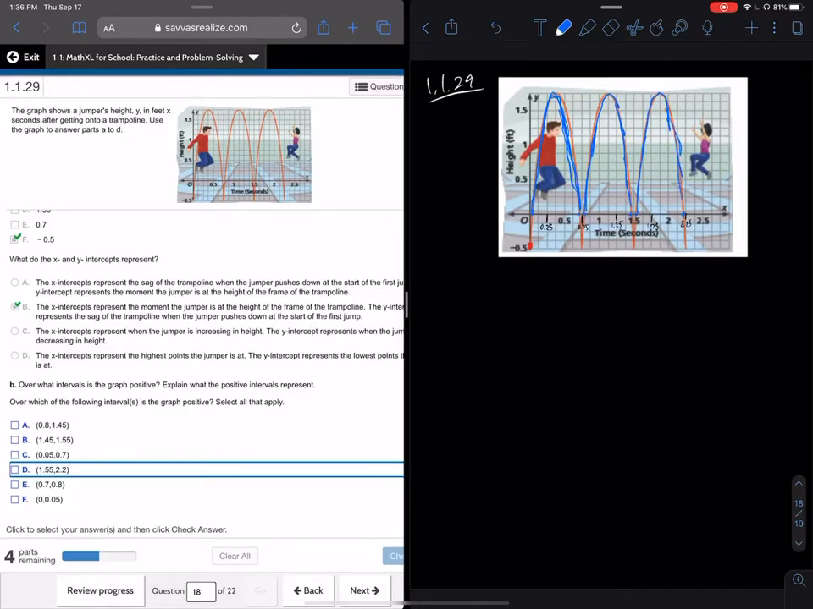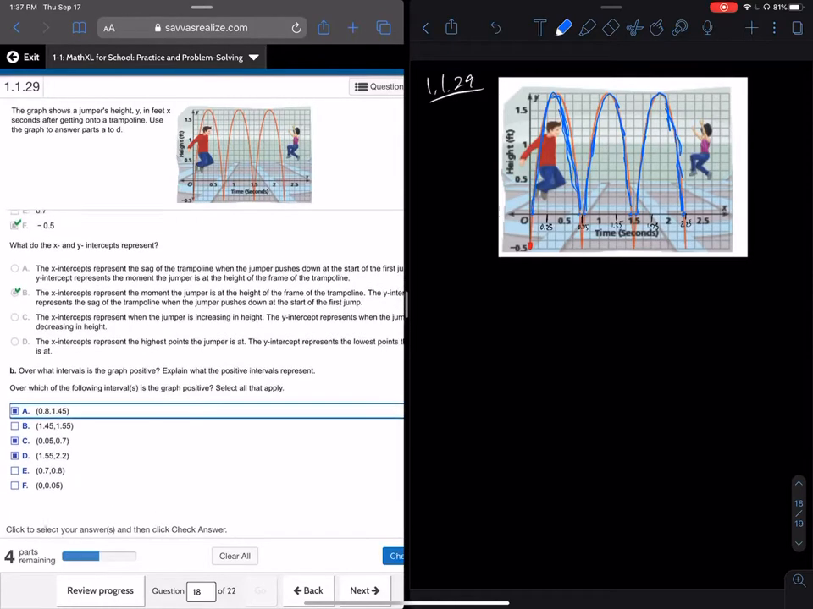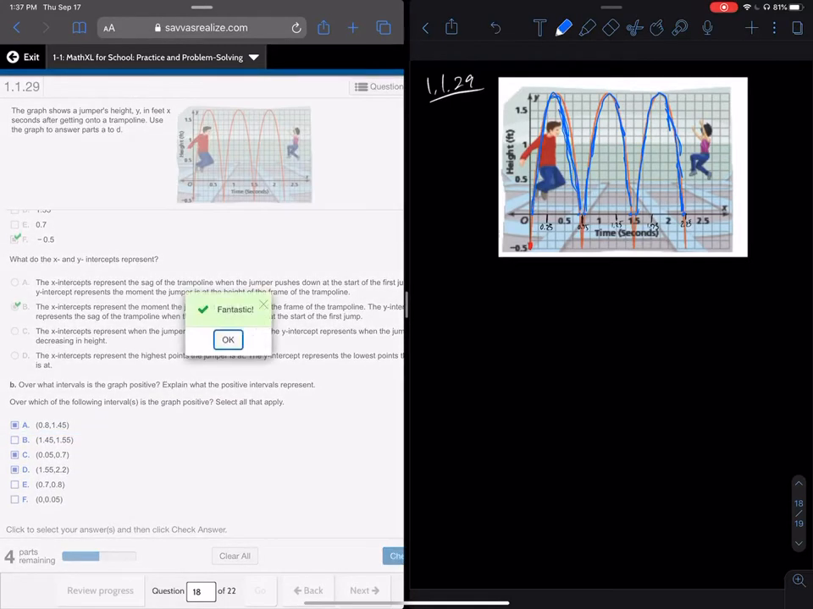Right? And then they'll eventually ask us what that means, but let's go with that first. So again, that's going to go from that first intercept, so 0.05, up until 0.7, and then it's going to start again at 0.8 to 1.45, and then from 1.55 to 2.2. So those will be my intervals where it is positive. We'll check that. We're good.